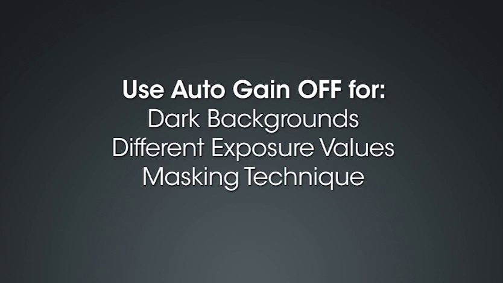There are times when you want to set the auto exposure gain to off, if you're photographing subjects with a dark background, or if you want to manually control the exposure for each shot, the off setting would work well. The other time that you would want the auto gain set to off is if you were using a technique called masking, where part of the lens is covered for the first shot and then the opposite part of the lens is covered for the second shot. For these types of multiple exposure images, you would want each shot to have a full proper exposure.